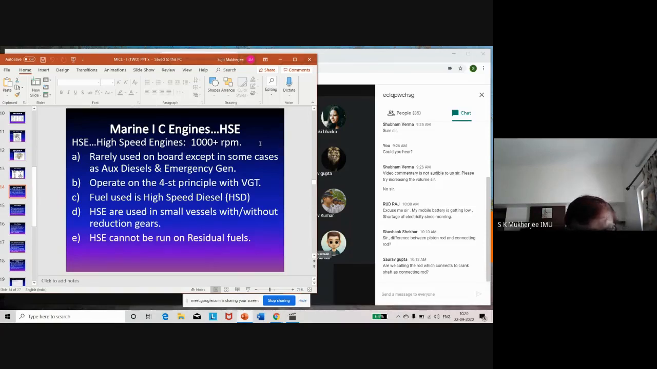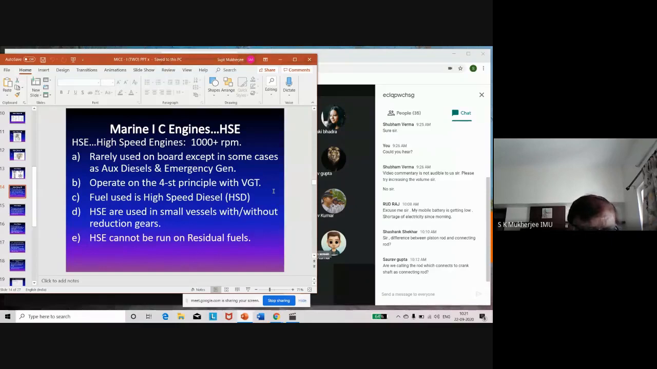Your emergency compressors may also be using a high-speed diesel engine. Apart from that, your lifeboat engine could be a high-speed diesel engine also. They also operate on the four-stroke principle with VGT. Now, a few words about this VGT. Modern engines are using the VGT. VGT means variable geometry turbocharging. Sometimes it is called VTG, variable turbine geometry.